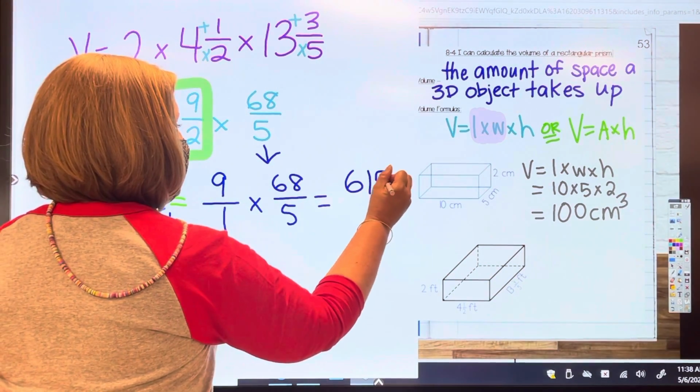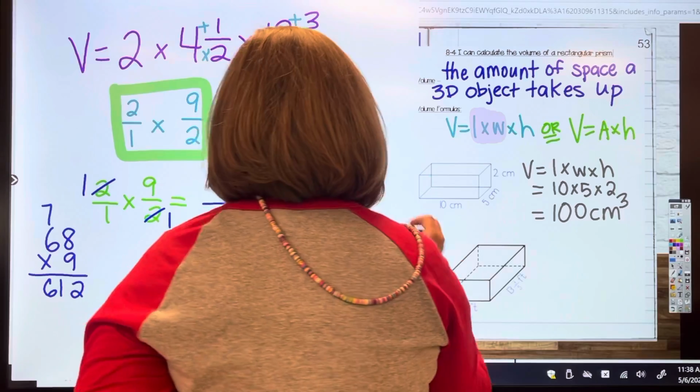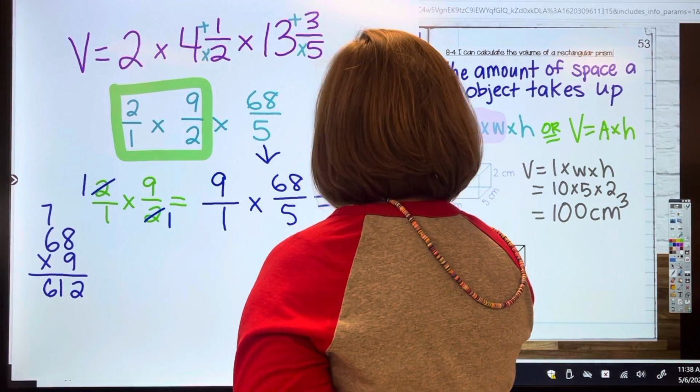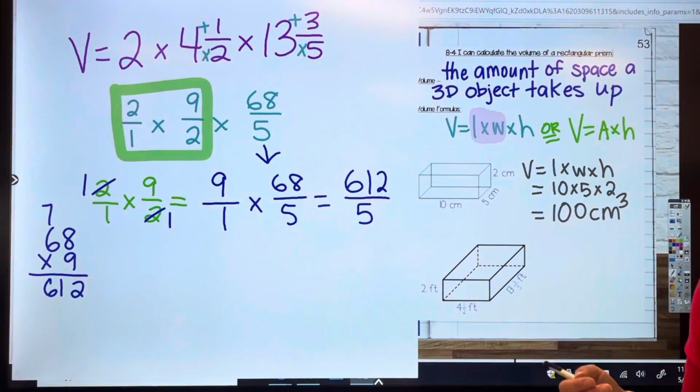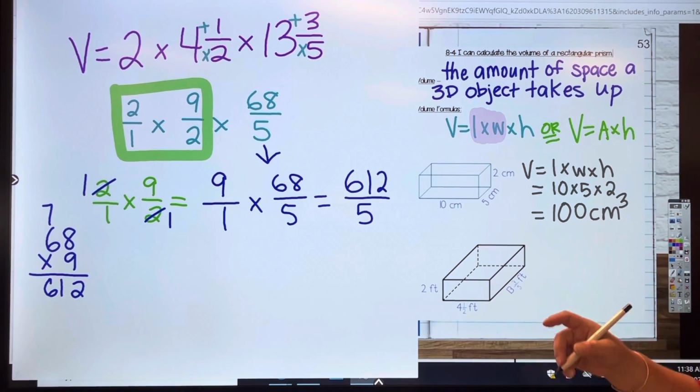Look at you go. Then what do we have to do? Now, what do I have to do now? Simplify. I've got to simplify. Change it to a mixed number. I want you to do that.